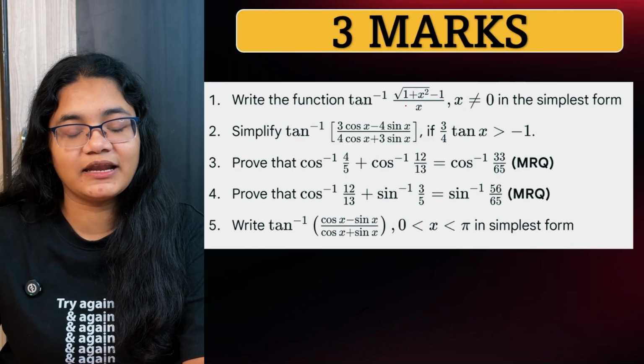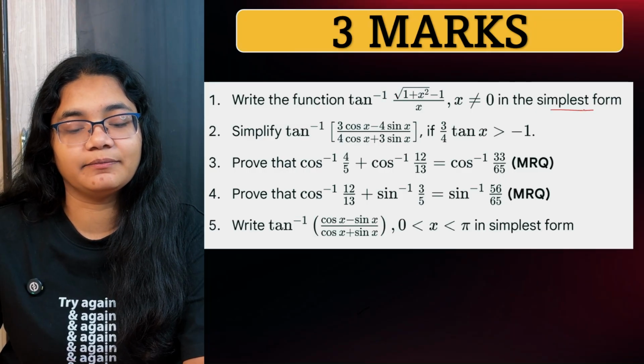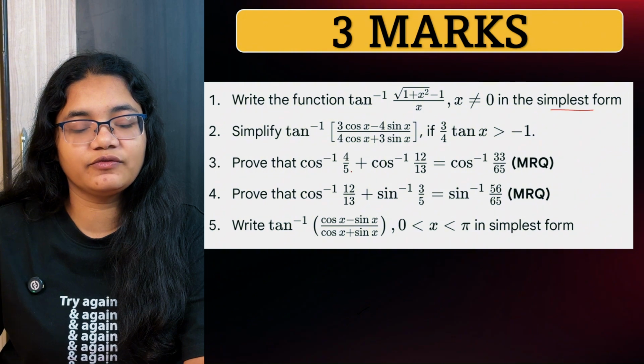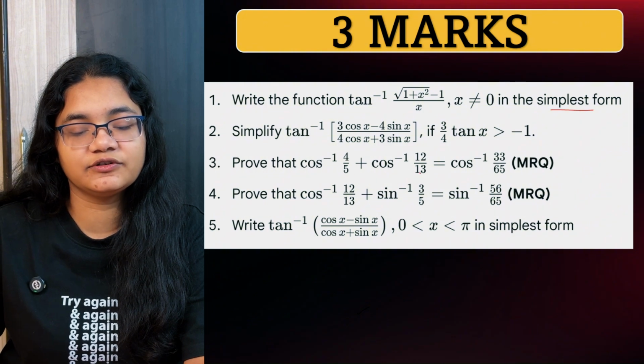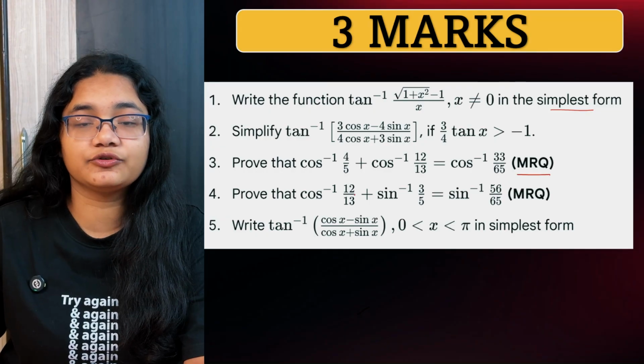Write the function tan inverse of (√(1 + x²) - 1)/x in its simplest form. Simplify tan inverse of (3 cos x - 4 sin x)/(4 cos x + 3 sin x). Next, prove that cos inverse 4/5 plus cos inverse 12/13 is equal to cos inverse 33/65. This is a most repeated question.